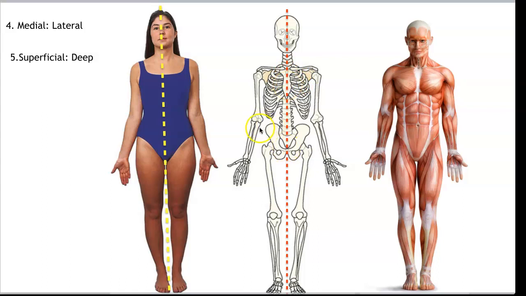And then we have some bones in our forearm here. We have this bone and this bone. We would say this bone is medial to this bone, and this bone is lateral to this bone. Pretty easy, right?